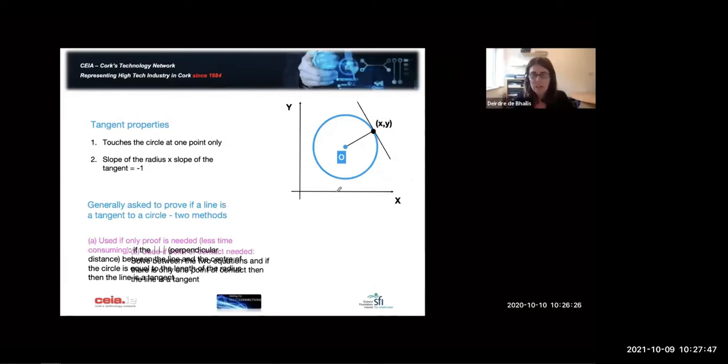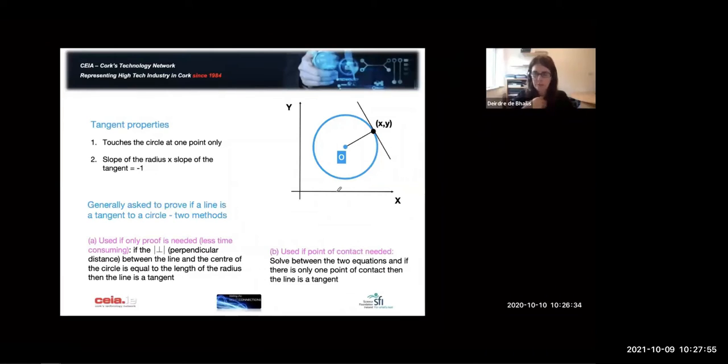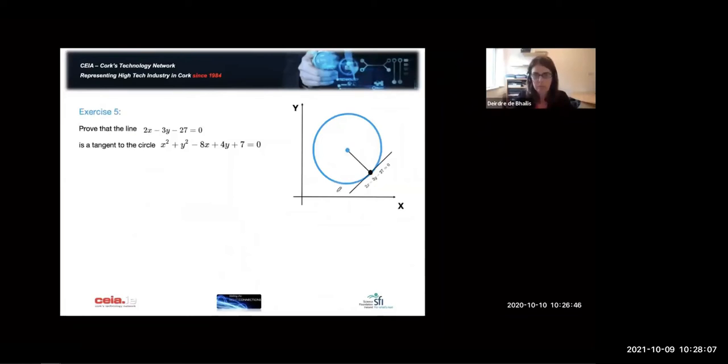If you are asked for the point of contact, then you would use the second method, and that is to solve between the two equations. So you'd be using a substitution method, and that's certainly more time consuming. So that's very key to be able to identify where you can use time-saving methods. I'm going to work through exercise 5 with both methods so you can clearly see the difference.